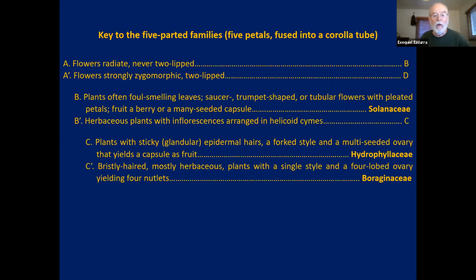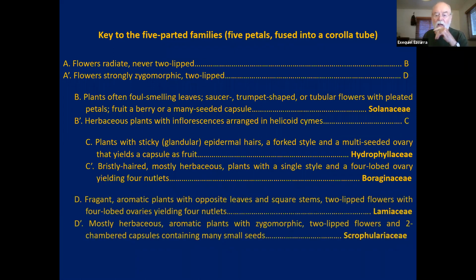Now, let us go back up here, and you remember the first question, question A, was if the flowers are radiate, never two-lipped, or strongly zygomorphic. So what happens if the flowers are strongly zygomorphic? Well, we go to the next option, which is option D, and there are two questions that we can ask ourselves. Are the plants fragrant, aromatic? Do they smell nice?